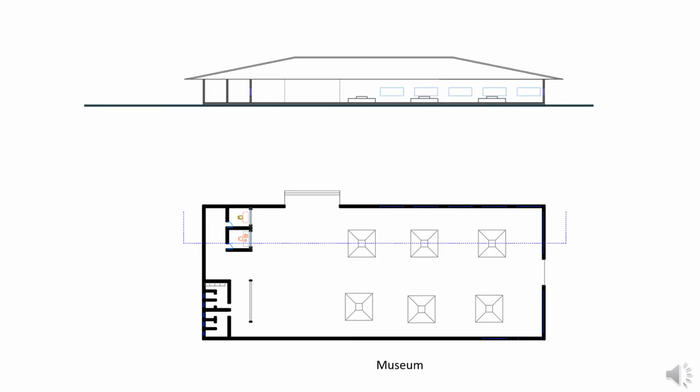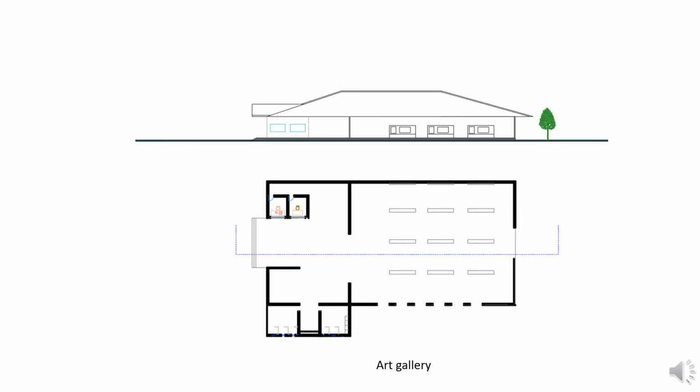So this block is of the museum. As we enter, towards the right hand side we have the ticket counter and the inquiry area. Beside it we have a washroom, and as we go forward we have the museum spaces. So this block is of the art gallery. As we enter, towards the left hand side we have the ticket counter and an inquiry area. Opposite of that we have washrooms provided, and as we go forward we have the art spaces.